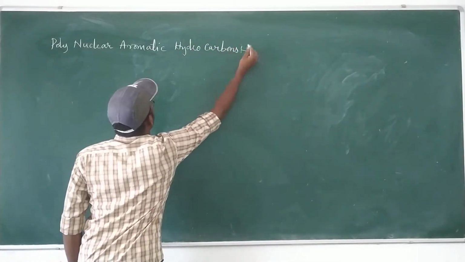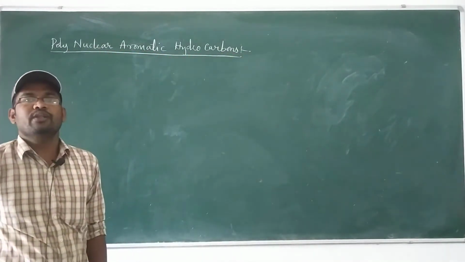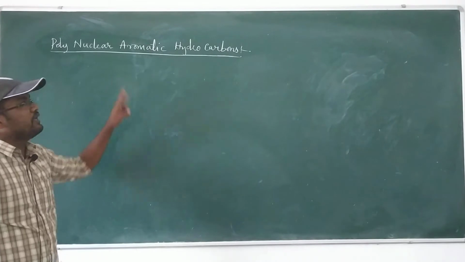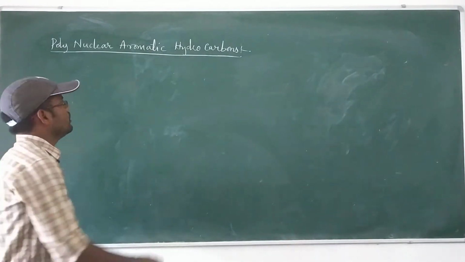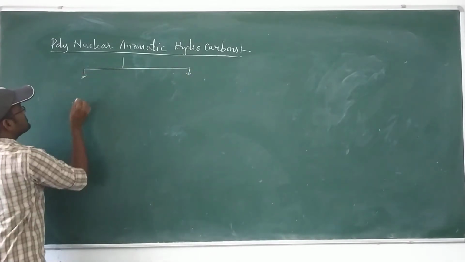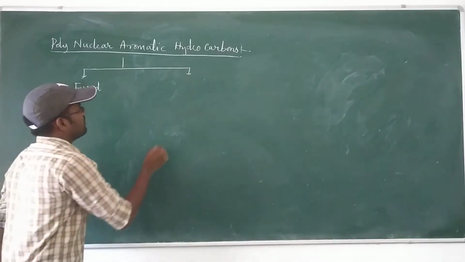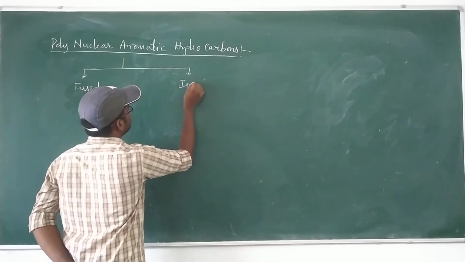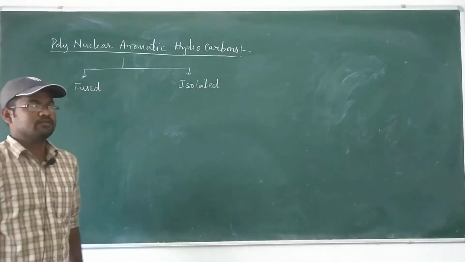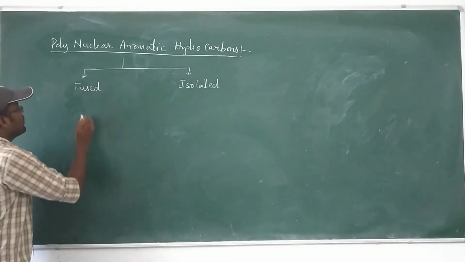Mononuclear aromatic hydrocarbon, the best example is benzene. Polynuclear aromatic hydrocarbons have more than one benzene ring. Polynuclear aromatic hydrocarbons are divided into two types. First one, fused polynuclear aromatic hydrocarbons, and second one, isolated polynuclear aromatic hydrocarbons.